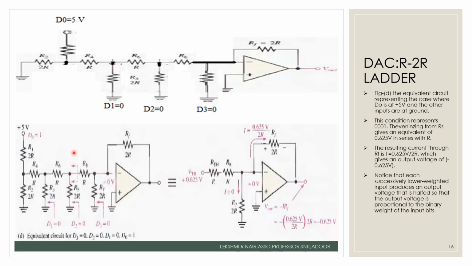So 0.625 volt with the R plus R, 2R, 2R. This is the final equivalent circuit for this one.